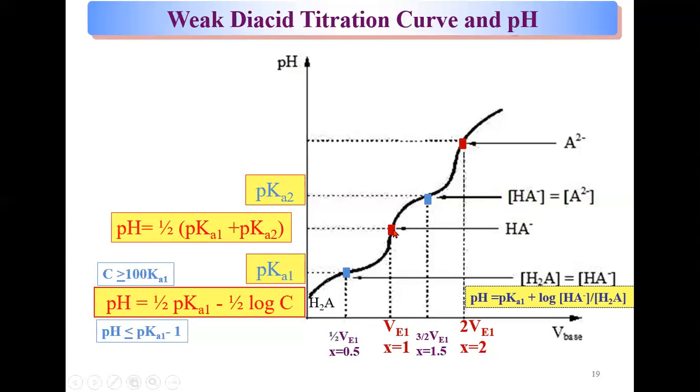Now we're done with the first titration curve, and we're going to start with the second titration curve, which is right at the first equivalence all the way to the second equivalence. And so now this acid HA minus is going to react with the base OH minus, and in this area, the base is also limiting. It's not in excess, it's limiting.